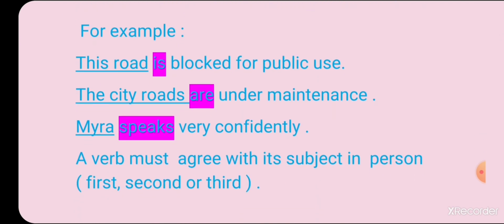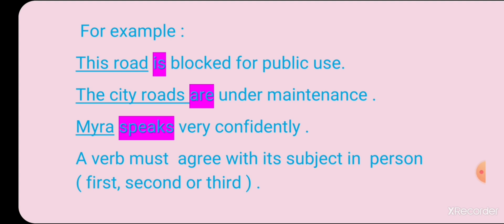For example, students, this road is blocked for public use. Here, this road is a singular subject, and we have used the singular verb is. So remember, singular subject and singular verb. Then students, in the next line, the city roads are under maintenance. The city roads is a plural subject, and we have used a plural verb.